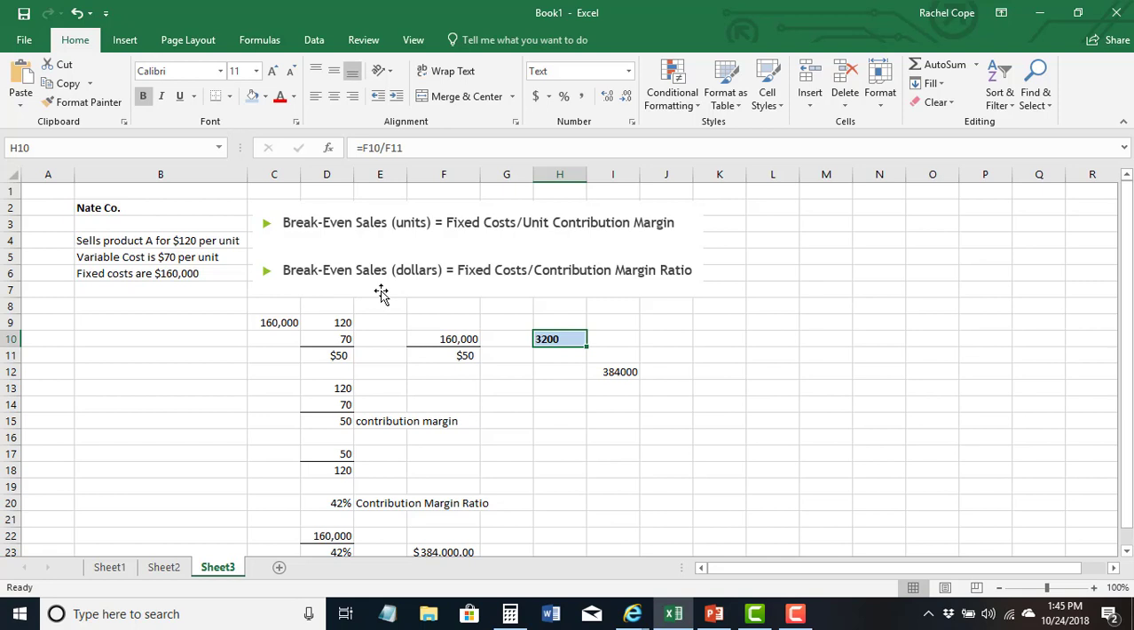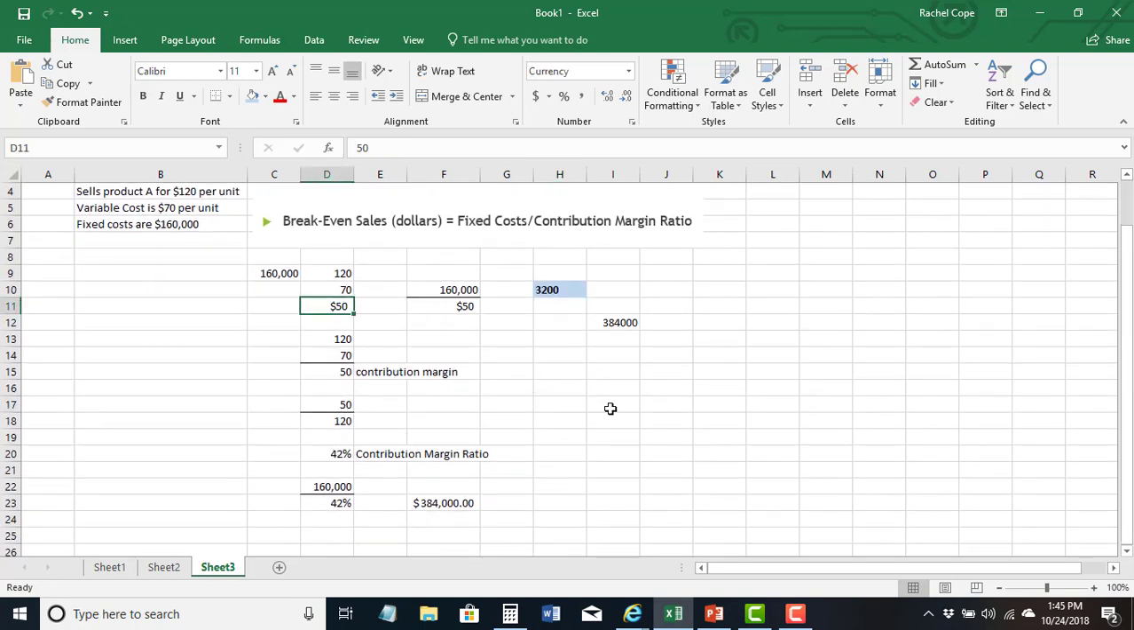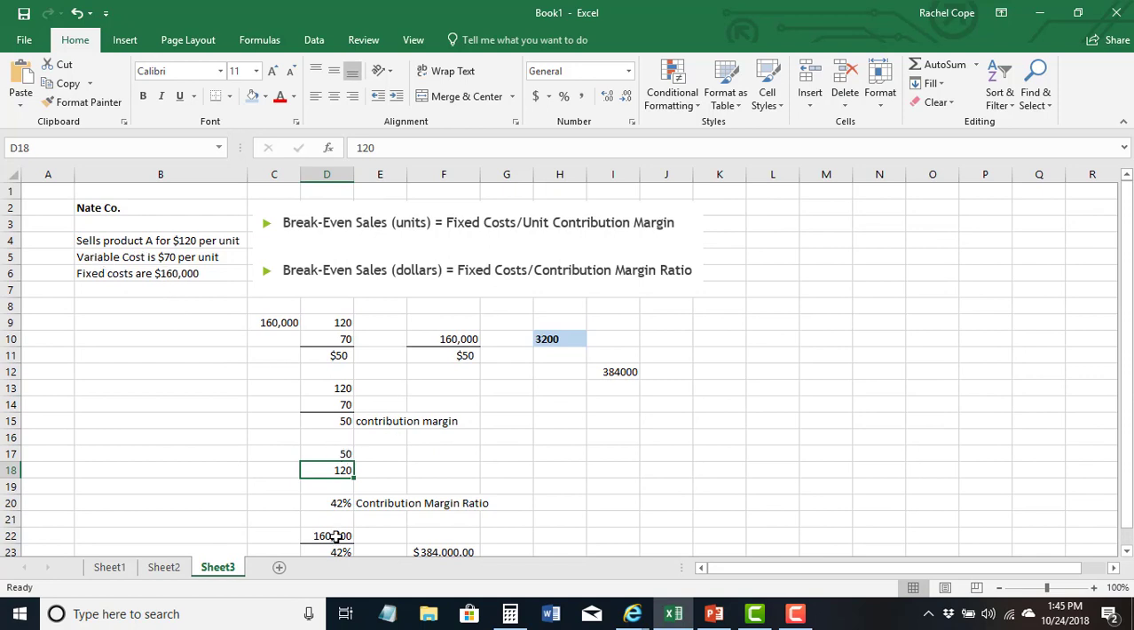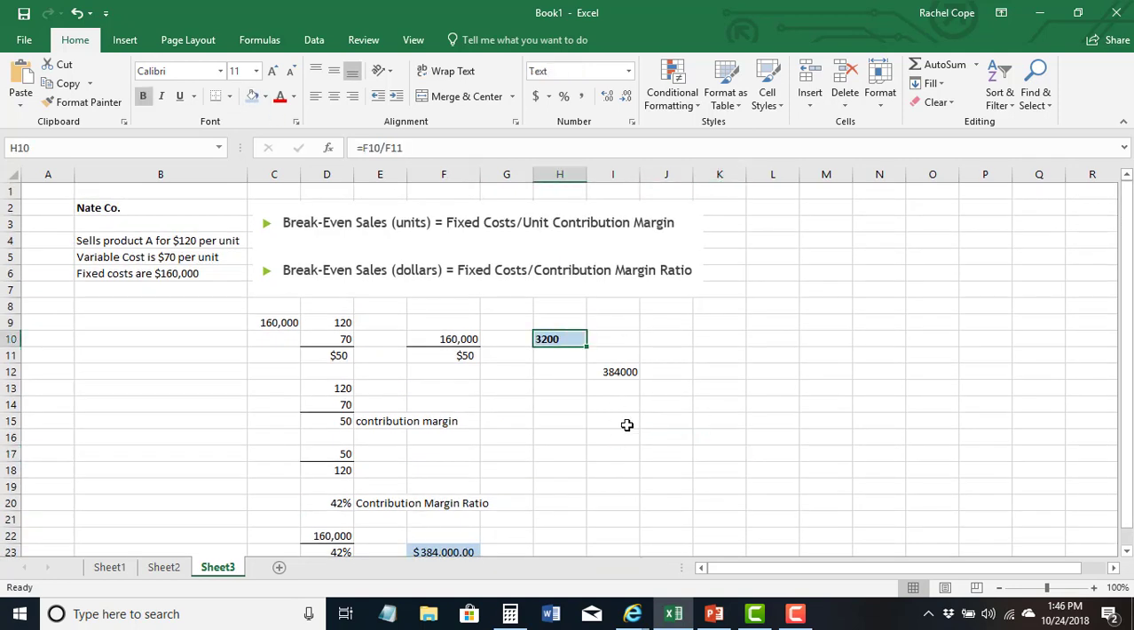For the break-even amount in sales dollars, we took our fixed costs again, but this time we divided by the contribution margin ratio, which was taking the contribution margin of $50 and dividing it by the sales price of 120, giving us a 42% contribution margin ratio. Then we took our fixed cost and divided it by the contribution margin ratio, and it gave us our answer in dollars. So 3,200 units or $384,000 in sales to cover our costs and be at zero.